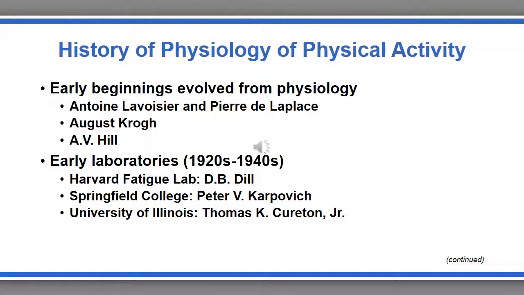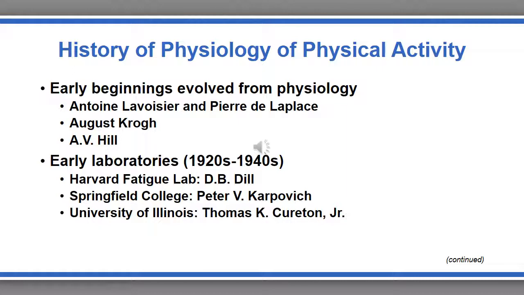Looking at the history of physiology of physical activity, the earliest beginnings evolved from physiology. Two of the early contributors to our understanding of physiology of physical activity were August Krogh of the University of Copenhagen and A.V. Hill of University College London. Krogh developed one of the first cycle ergometers. An example of an ergometer would be an exercise cycle, which is used to study physiological responses in exercise.